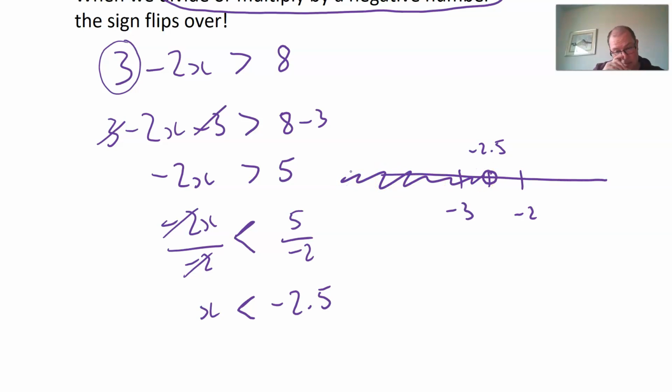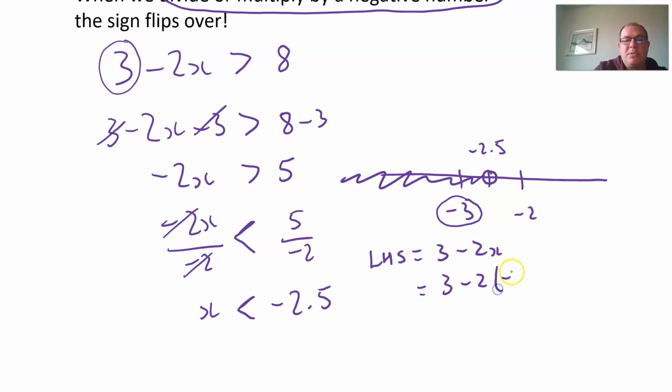Let's do our test. So now let's try the left-hand side. The left-hand side of my equation is 3 minus 2x. Let's pick a number smaller than minus 2.5. Well, minus 3 is a nice fit, isn't it? Let's see if it works. So 3 minus 2 times minus 3. I'm just swapping the x for a minus 3 there. Let's see what that comes out at. Minus 2 times minus 3, two negatives multiplied, make a positive. So I get 9.